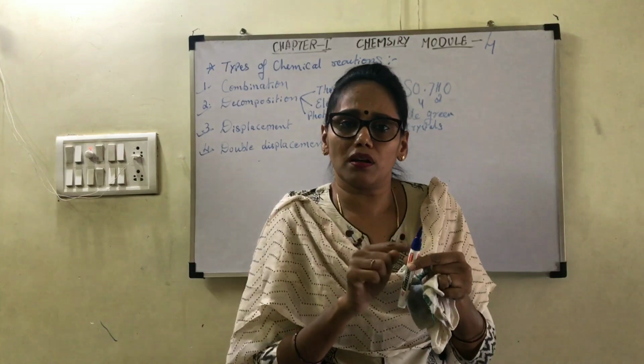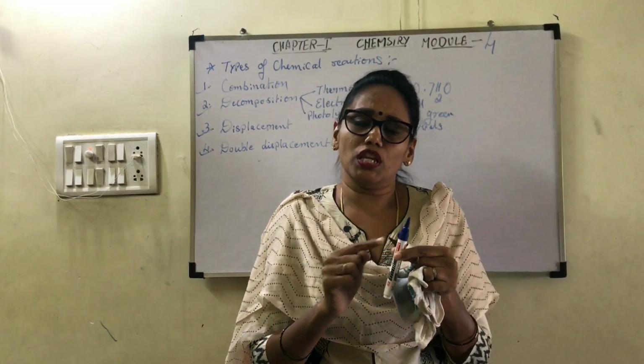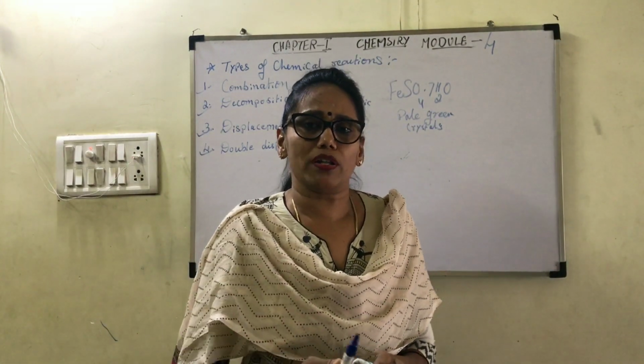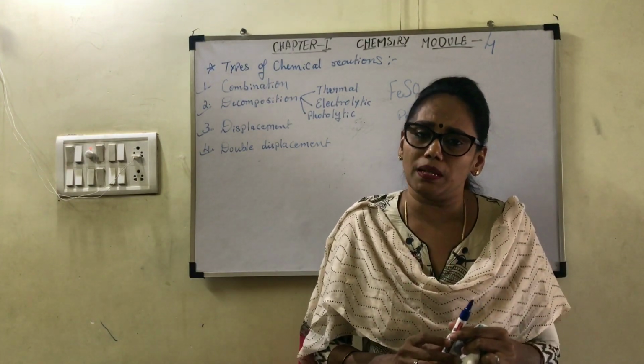Where did this water come from? It is from the water of crystallization. So, these 2 are the observations. Any hydrated salt, it might be copper sulfate, it might be ferrous sulfate, or any hydrated salt, the same observation is seen.